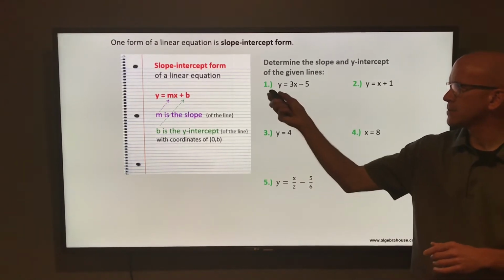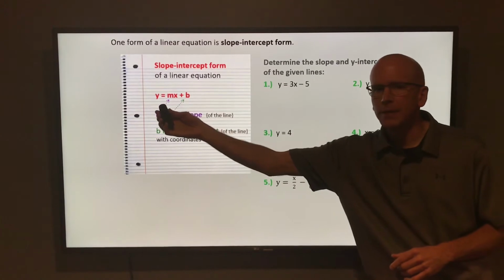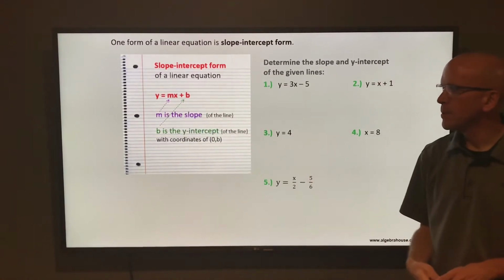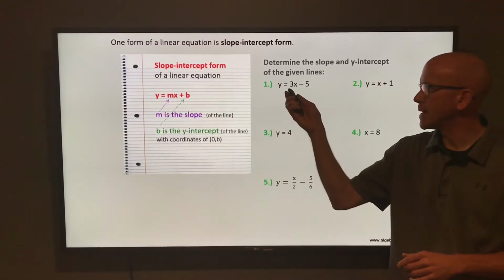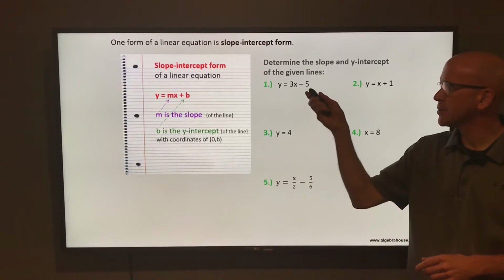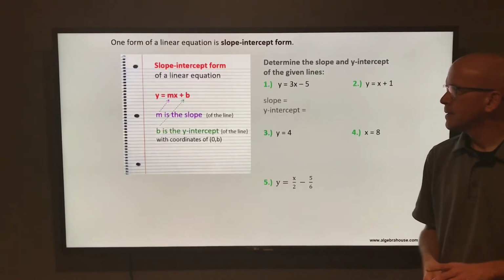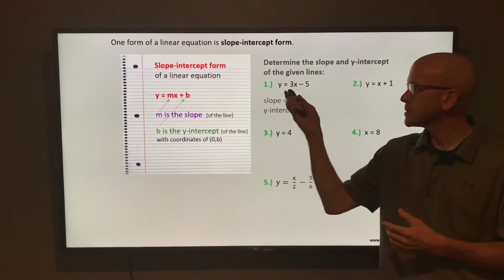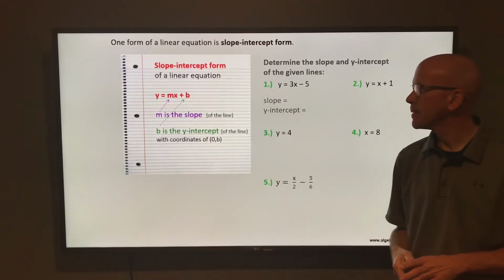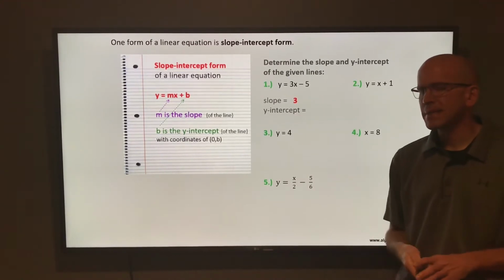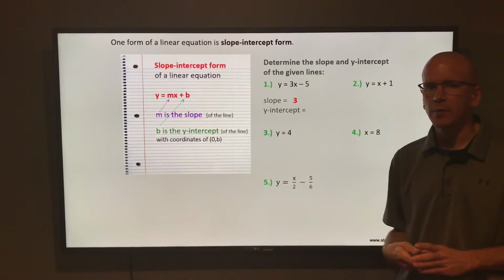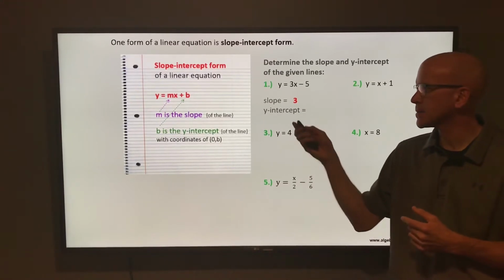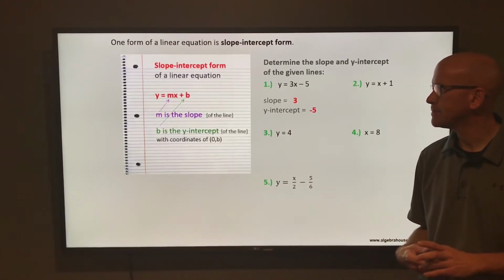So that's already in slope-intercept form. It's in the form of y equals mx plus b. Remember, m, the slope, is the number in front of the x, and b, the constant term, that is the y-intercept. So if you're asked what the slope is, it's the number in front of the x. It's 3. If you're asked what the y-intercept is, that's the constant term, the number without a variable. It's where the graph hits the y-axis. In this case, it's -5.